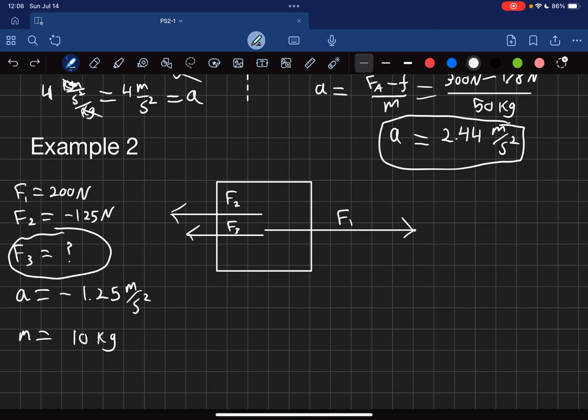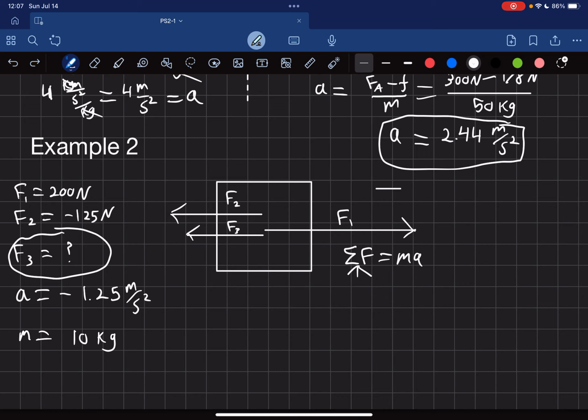So now, after drawing the free body diagram, we should write out Newton's second law. It's one of the very first steps every time after drawing it. Write out Newton's second law. Sum of all forces equals mass times acceleration. And again, we're going to break the sum of all forces into, in this case, the three forces that are acting on this box.